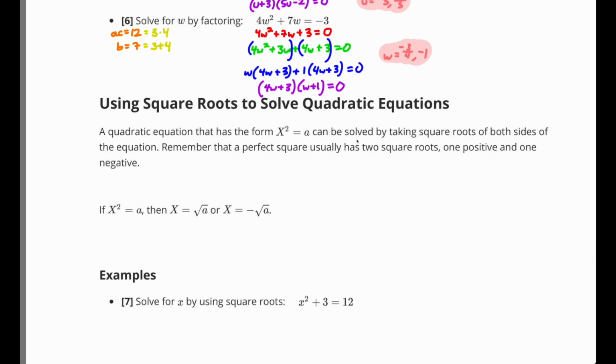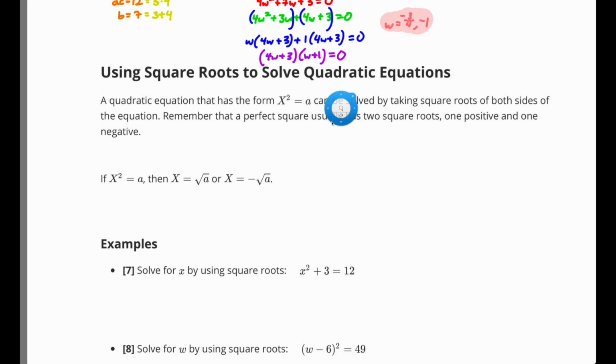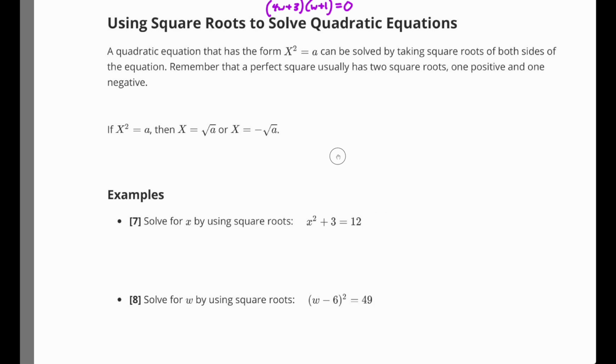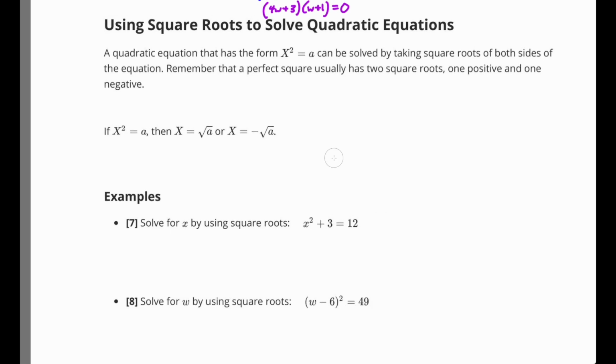All right, next we're going to be using square roots to solve quadratic equations. These tend to be a lot easier than what we were just doing. You don't have to do as much work for factoring. And essentially what you're basically going to be doing is just isolating the x squared and then taking the square root of both sides for this.